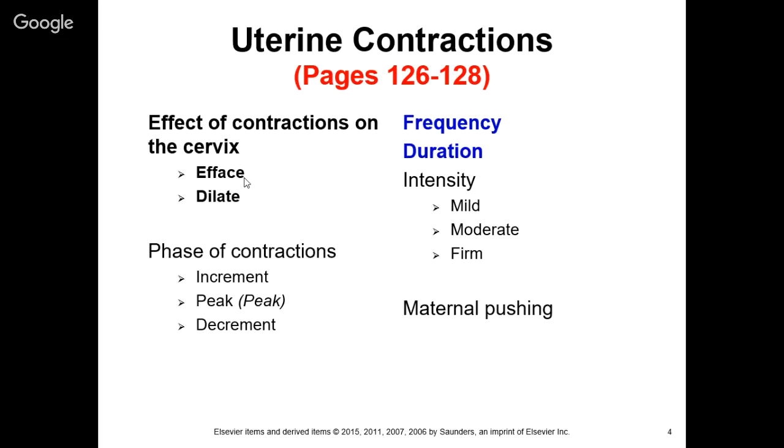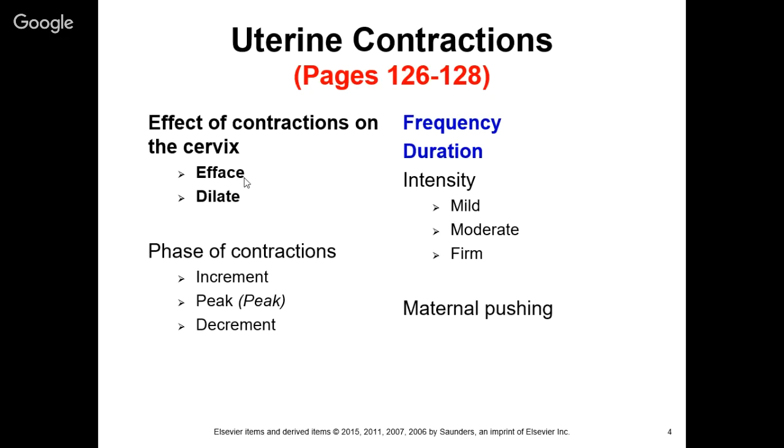The phases of contractions are increment, which is when the contraction is increasing; peak, when it is at its strongest point, just like a mountaintop; and then decrement is the part of the contraction where the contraction intensity is decreasing a little bit. So the beginning of the contraction is the increment, and the middle is the peak, and the end is the decrement. And then there's a phase in between where there isn't a contraction.